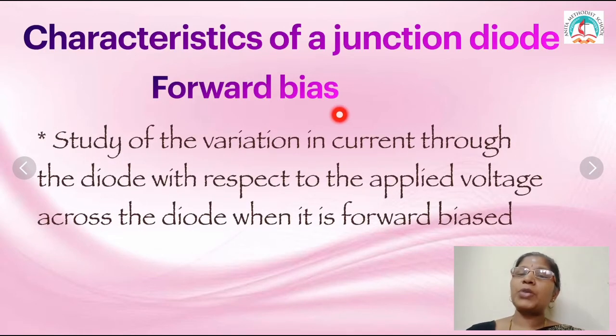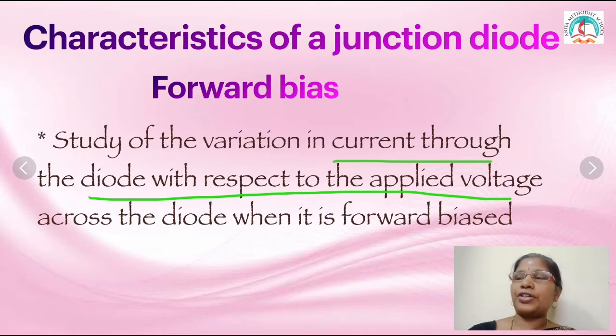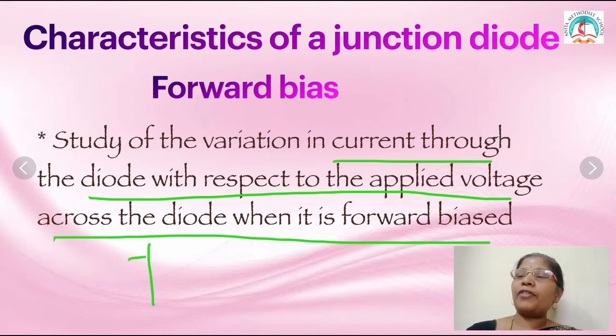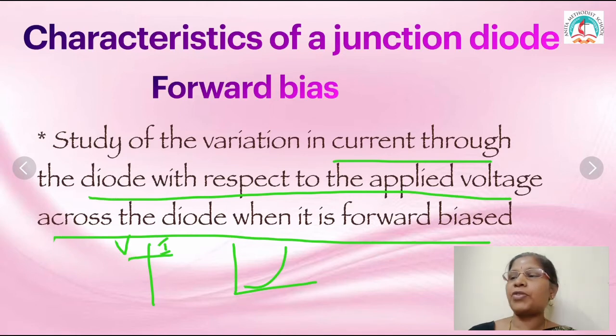When it is forward bias, what are the characteristics? To study the variation between the current and the potential difference, that is, the voltage across the diode when it is forward biased, you change the value of the potential difference. You see what changes occur in the current, and with the help of that you draw a graph between voltage and current on the forward bias side.